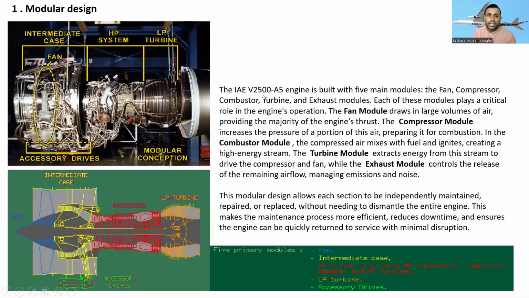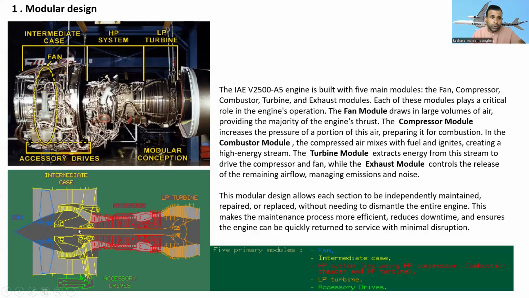The IAE V2500-A5 engine is built with 5 main modules. What are the 5 main modules? The fan, the compressor, combustor, turbine, and exhaust modules. Each of these modules plays a critical role in the engine operation. The fan module draws in a large volume of air into the engine, because it provides the majority of the engine thrust.